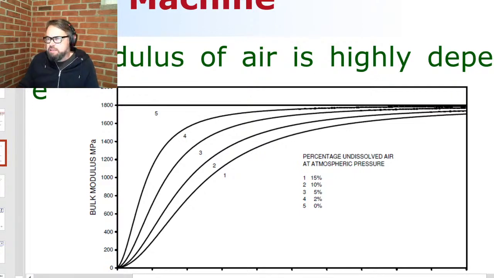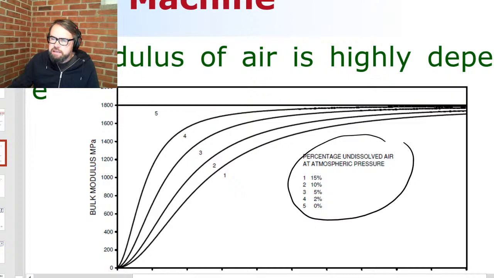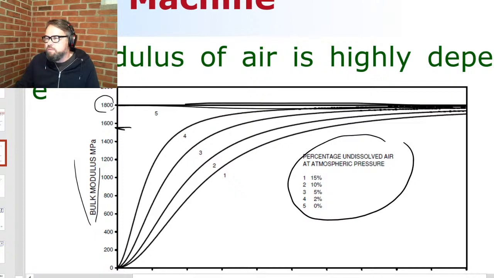These are theoretical assumptions of how much dissolved air is changing the bulk modulus. And again, this is an effective bulk modulus. Here it is assumed that the bulk modulus is 1,800 megapascal. We made an assumption that it is 1,500. You see that if there is 0% of air, then there's no effect whatsoever. If there is 15%, which is quite a bit, maybe a little bit of an extreme case, then you see that the bulk modulus is lowered significantly.